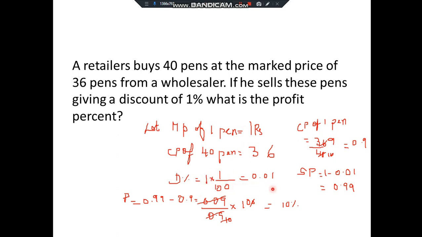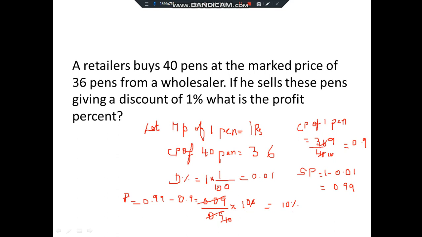Now find the selling price. Selling price is market price minus discount, which is 1 minus 0.01, equal to 0.99. Now we know the cost price and selling price, so find the profit: selling price minus cost price gives 0.09. Now find the profit percentage: 0.09 divided by cost price 0.9, into 100. Finally we get the value as 10%. Try it by yourself.